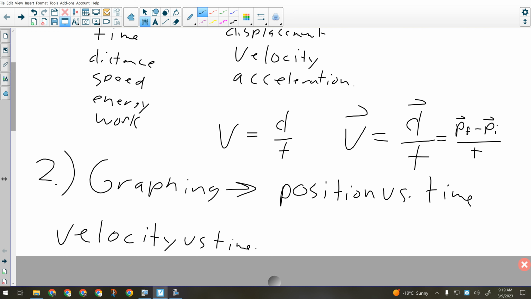So, in case you've forgotten, the things I asked you to do from the position versus time graph would be to calculate total distance, total displacement, average velocity, average speed.